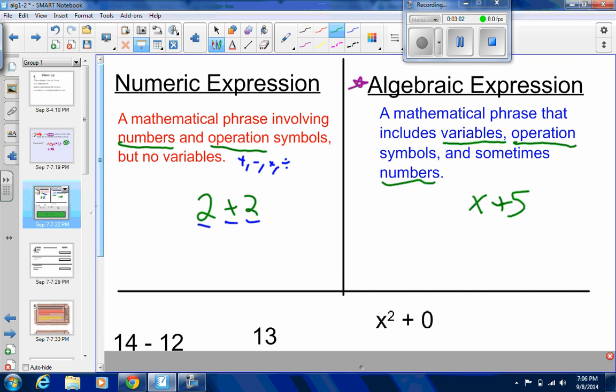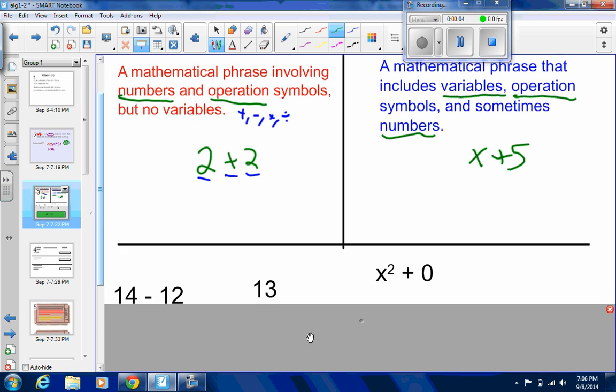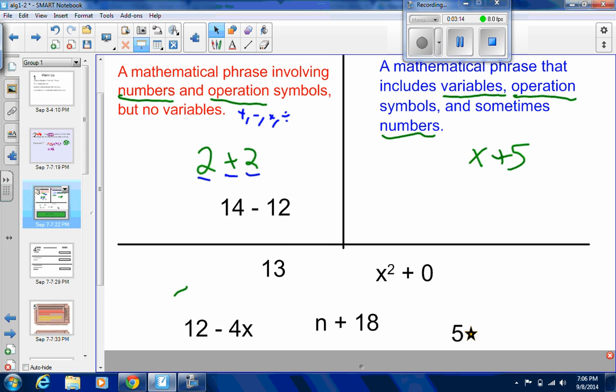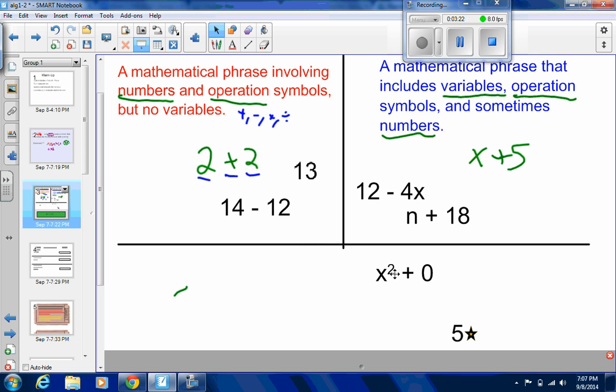So if we pull these down, I've got a couple more examples. I'll just show you where they go. This one right here, I'm going to grab this. This goes right here because it's just numbers and operations. This is just a number, and that makes it numeric. The rest of these all have variables: here's an x, here's an n, here's an x squared, and here is a symbol of a star. They all have variables, so that makes them algebraic. All right, enough about that.